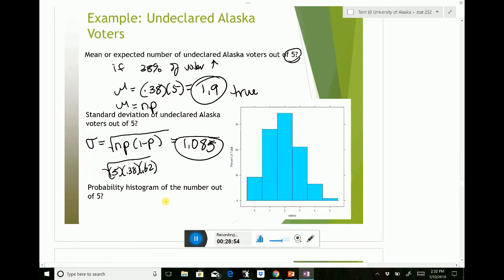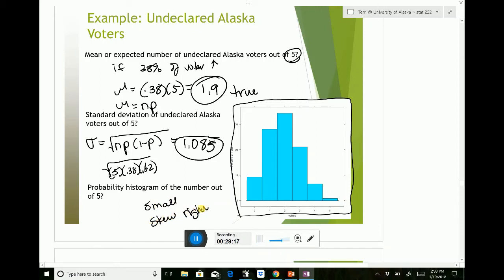So here's the probability histogram that I promised you guys earlier. And I want you to notice something about that. Do you see a shape in there? So what is the shape that you see? I see a small skew to the right, because it's very unlikely that we have 5. It's very likely that we have about 2 voters out of 5, well, 1.9, but it's not very likely we have 5. So we have a little bit of skew to the right on this.